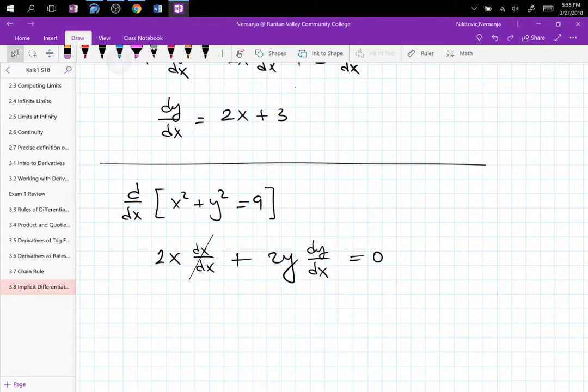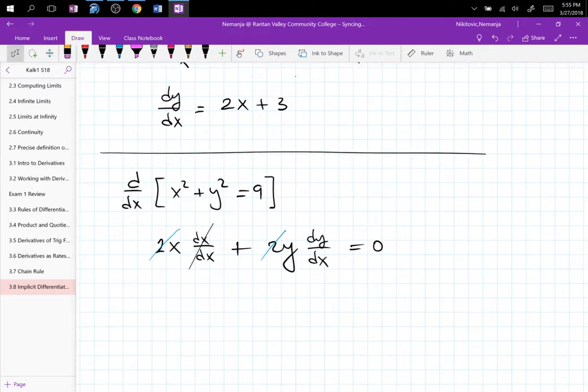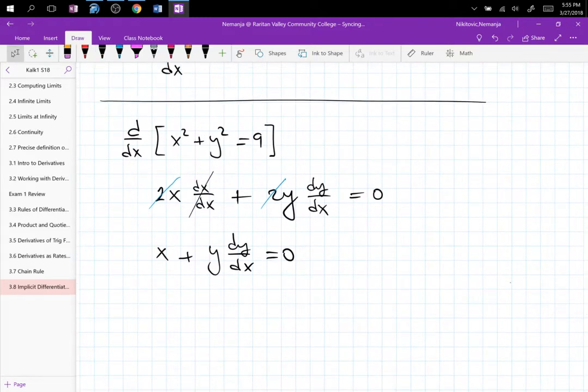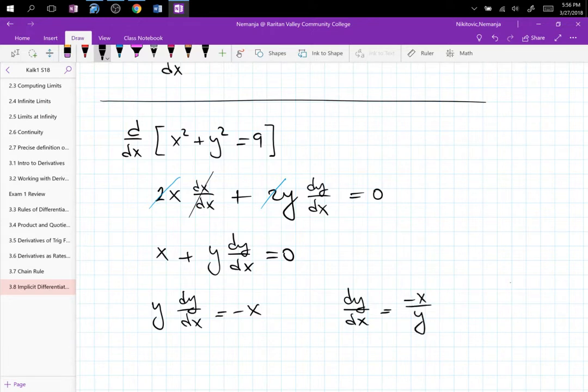I can also cancel these 2's, because dividing everywhere by 2, dividing 0 by 2, doesn't change anything. So what we are left with is x plus y dy/dx equals 0. And now you see that you can solve for dy/dx, and that will give you the derivative of this equation, which was the circle. So now you have y dy/dx is equal to negative x, and finally dy/dx is equal to negative x over y. And this is the derivative of the circle.